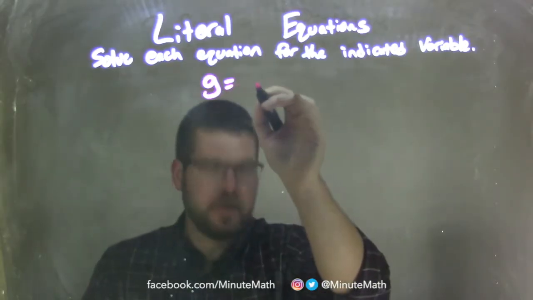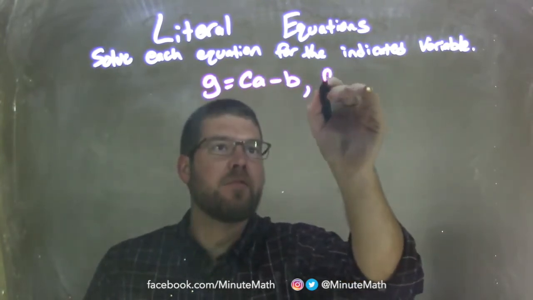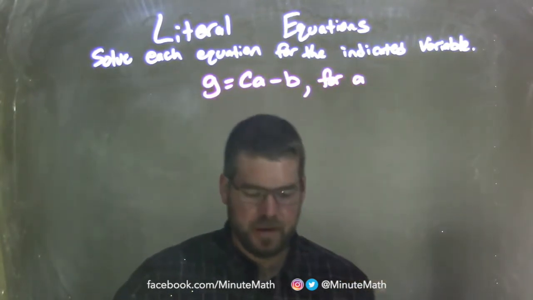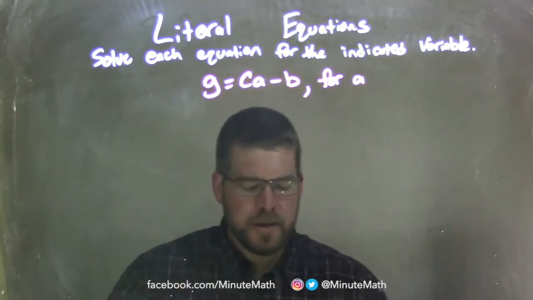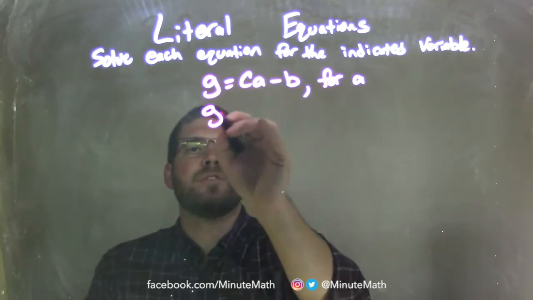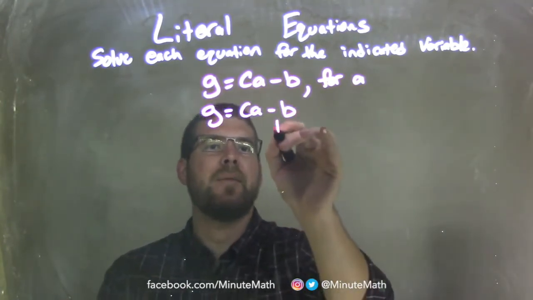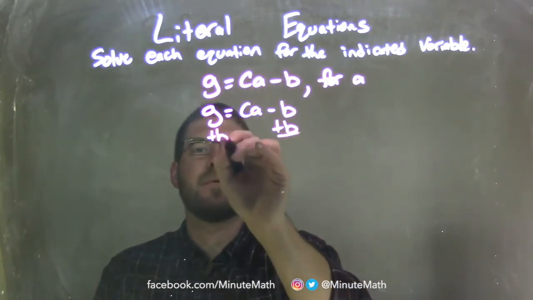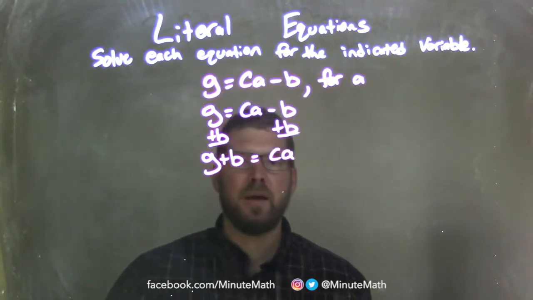G equals CA minus B, and we're solving that for A. Okay? Well, I'm going to rewrite my equation, g equals ca minus b, and now I need to solve for a. So I'm going to add a b to both sides. That leaves me with g plus b on the left equals c times a on the right.